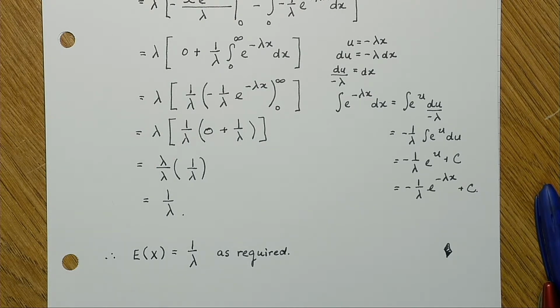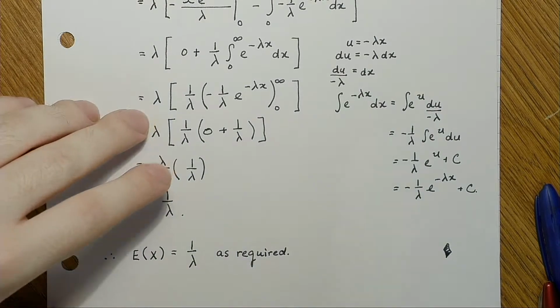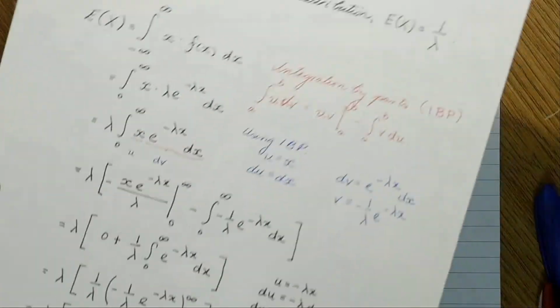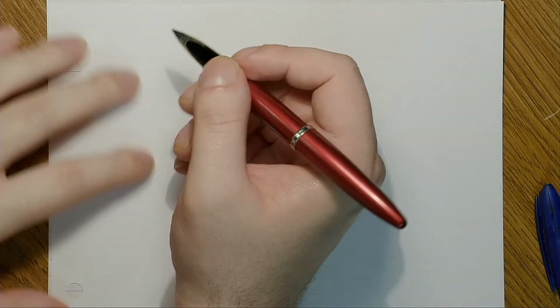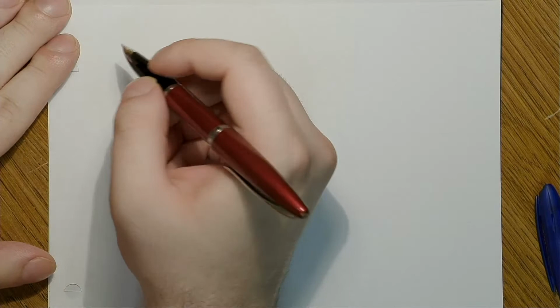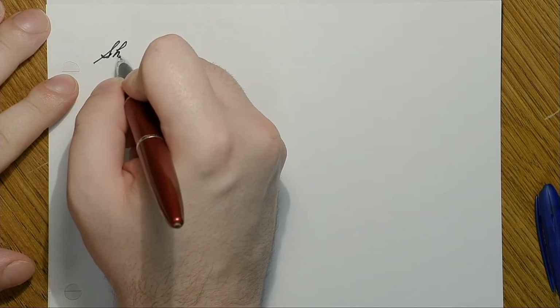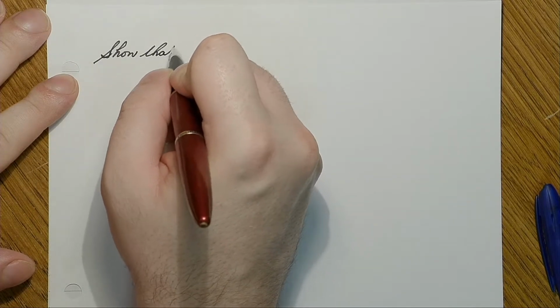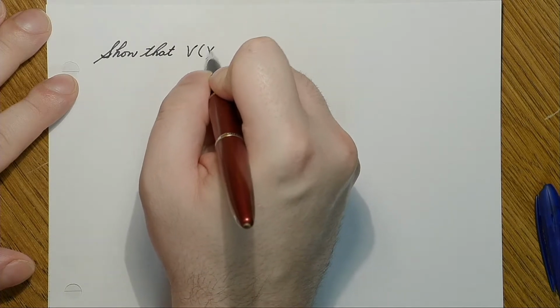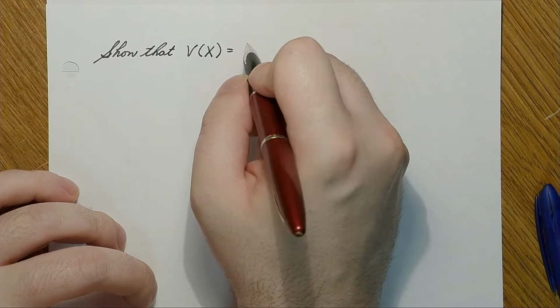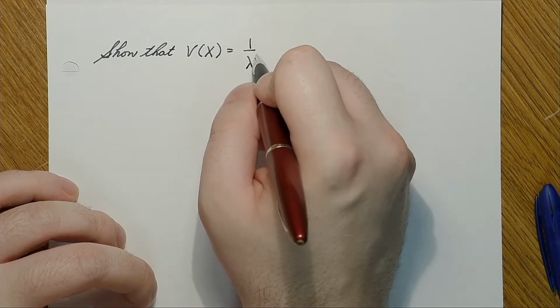So what we should do is take a 10-minute break. But before I do that, because some people might want to keep working on something like this, we're going to prove also the variance. So we're going to show that the variance is 1 over lambda squared.